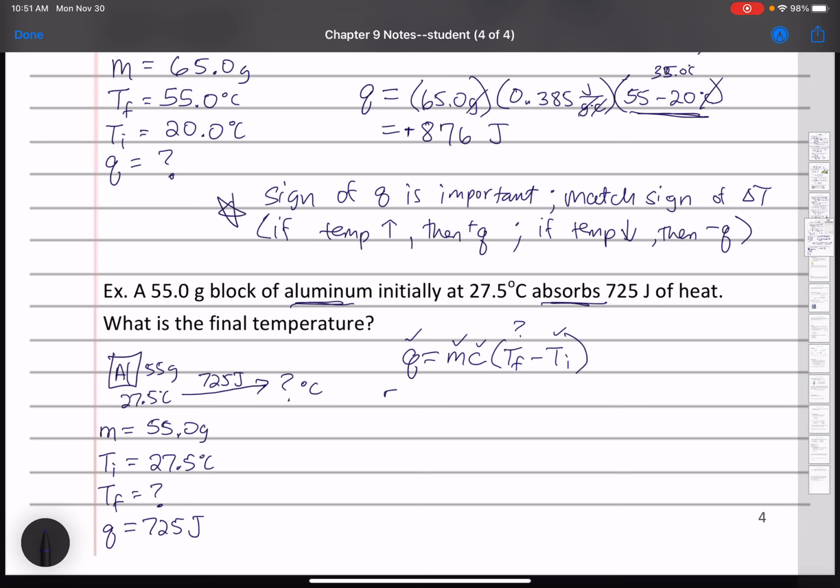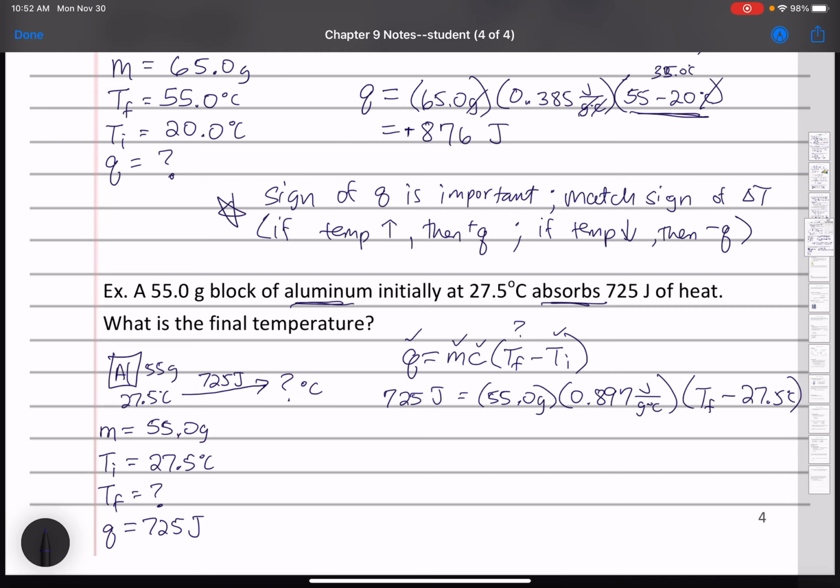So my heat is 725 joules. My mass is 55.0 grams. The specific heat, if I go back up to that table, the specific heat of aluminum is 0.897 joules per gram degree Celsius. And my temperature final, I don't know, that's my X, minus my temperature initial, 27.5 degrees Celsius. So now I need to isolate TF so I can solve for it.